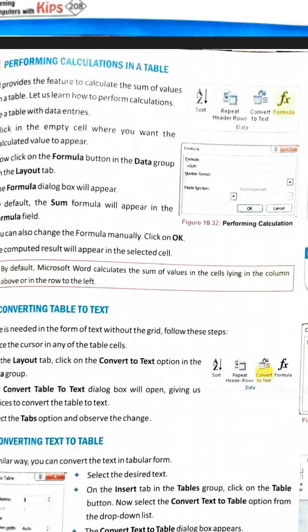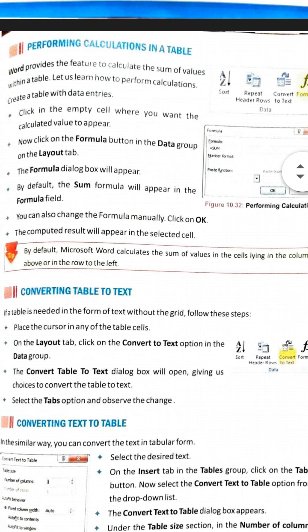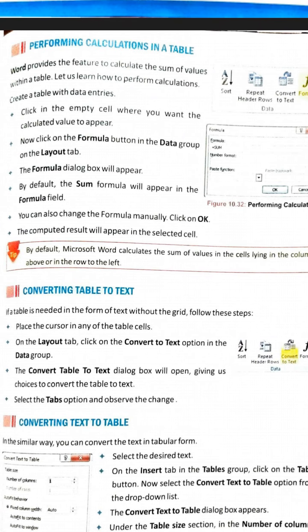Next one, performing calculation. You can perform calculations in the table also. For example, if you want to calculate the sum, firstly select the cell where you want to calculate the sum. After that, click on the formula button. It is in the layout tab.